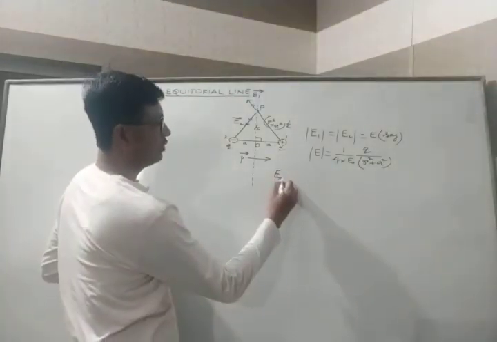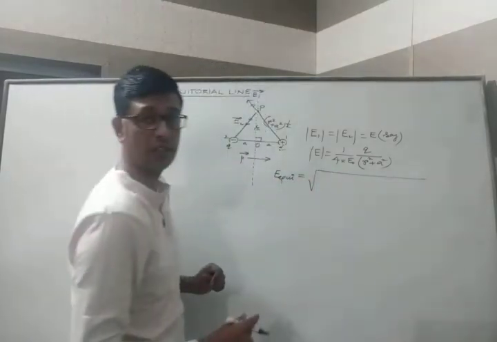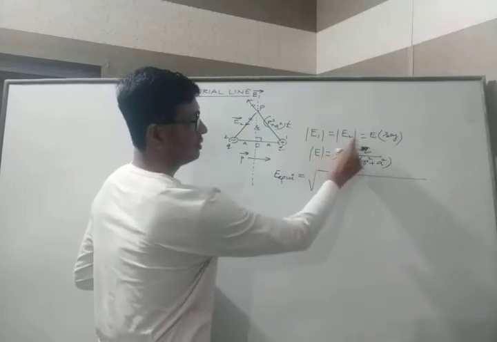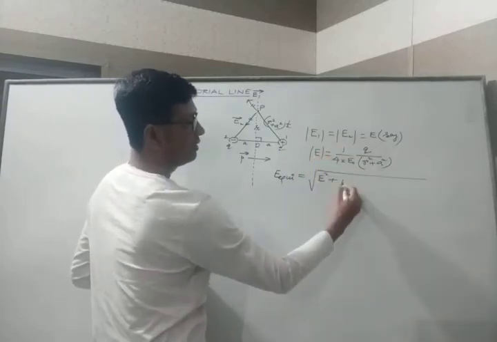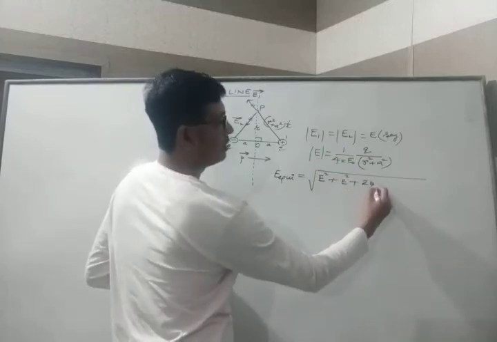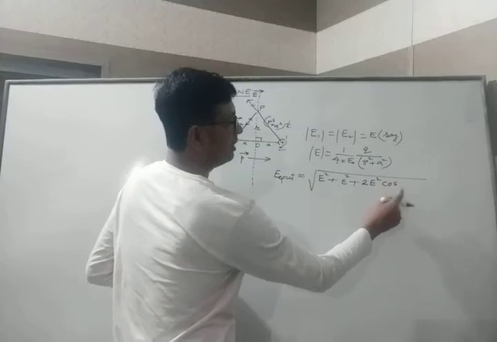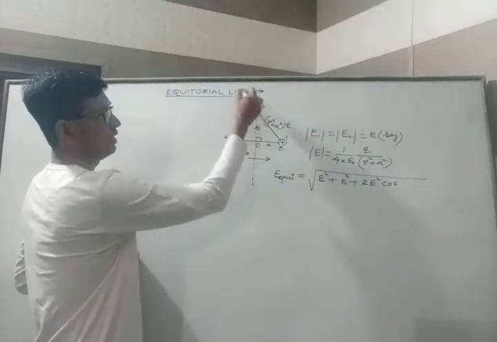So E equatorial is the square root of a square plus b square plus 2ab cos theta, where here each is equal to E. Theta is the angle between these two. This is the angle between E1 and E2.